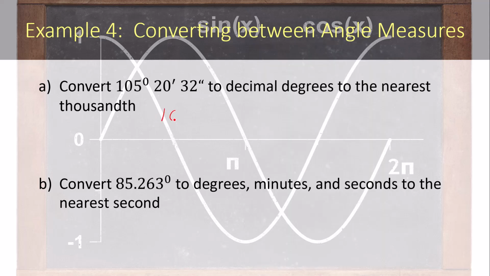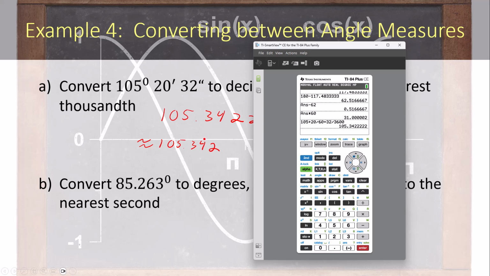So 105.3422. My fourth decimal place is also 2, so that tells me I don't need to round up, so this will be 105.342. Then for the next one, we need to convert this to DMS.